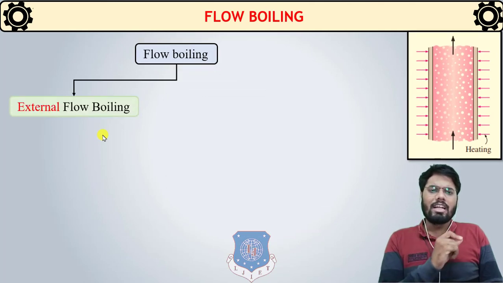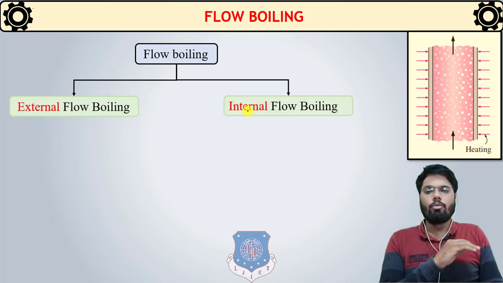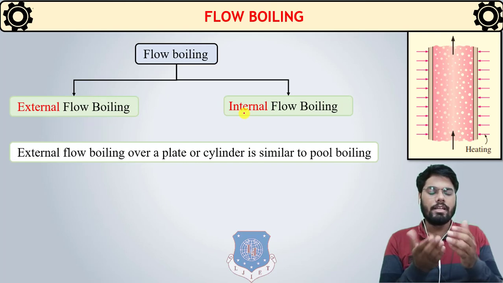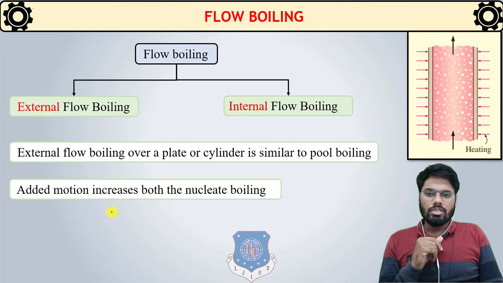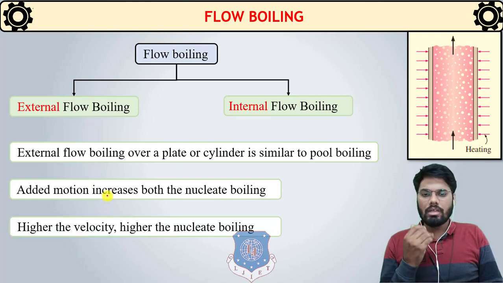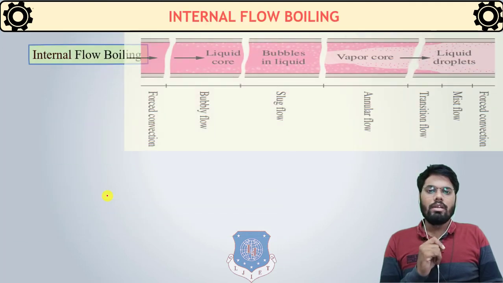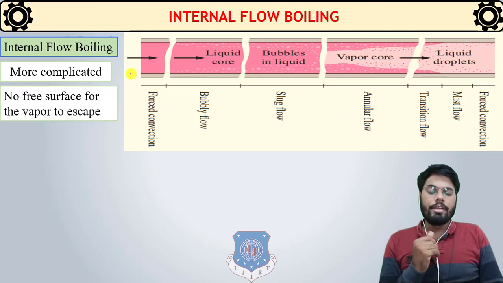Now let's understand flow boiling. Flow boiling is further classified in two ways. First is external flow boiling and second is internal flow boiling. External flow boiling is done over a plate or a cylinder, which is similar to pool boiling, in which the added motion increases the nucleate boiling. With higher velocity, the nucleate boiling is higher. Second is internal flow boiling, which is more complicated because in internal flow boiling there is no free surface for the vapor to escape.